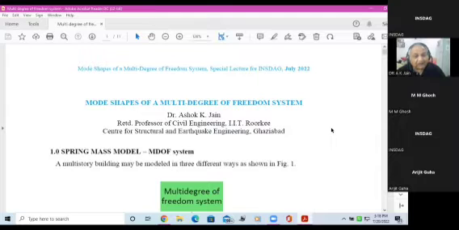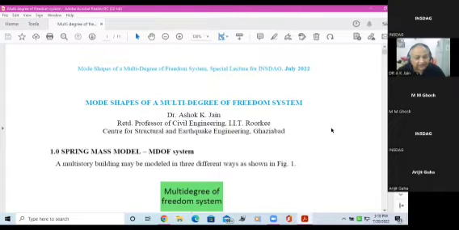And then I will tell you how to analyze a building for static and dynamic analysis. And in my next term, that is on 29, I will talk about the various clauses of the 1893 code. I hope this part is clear to you.